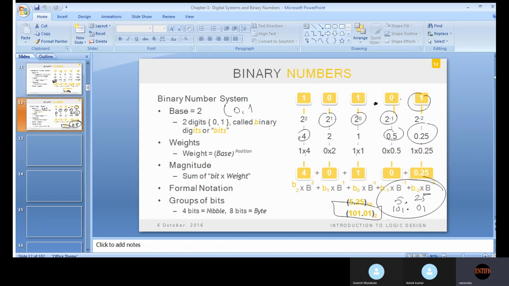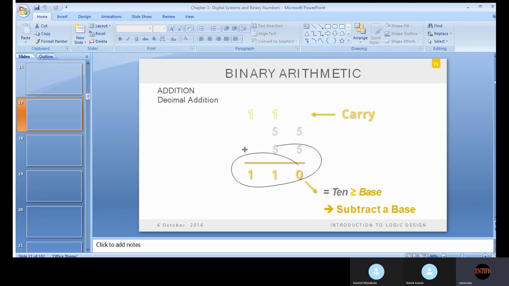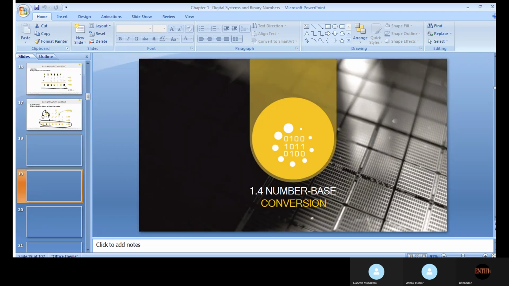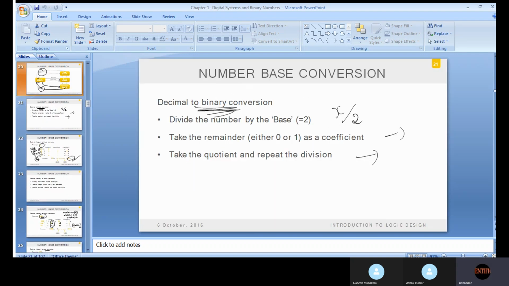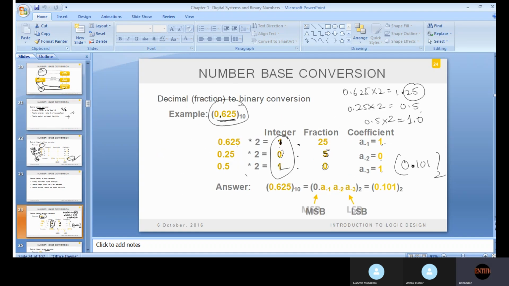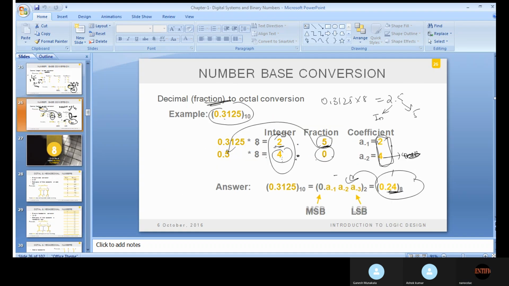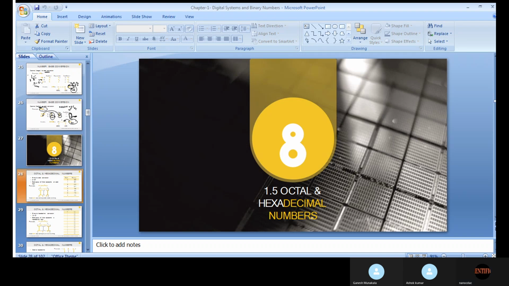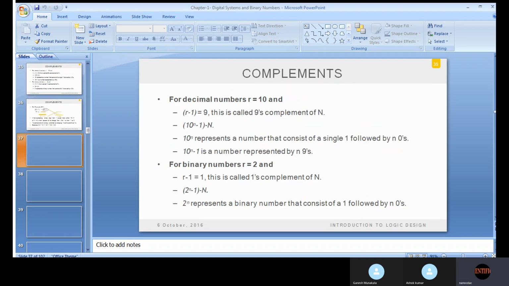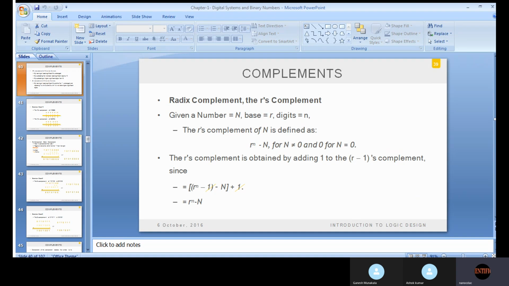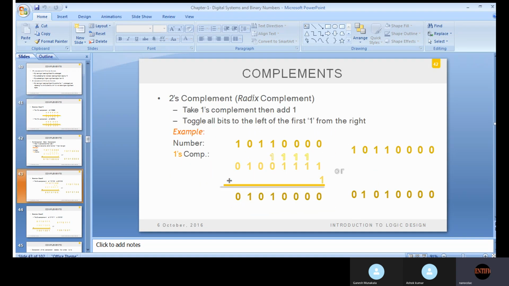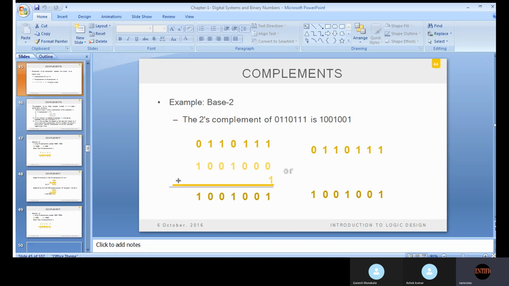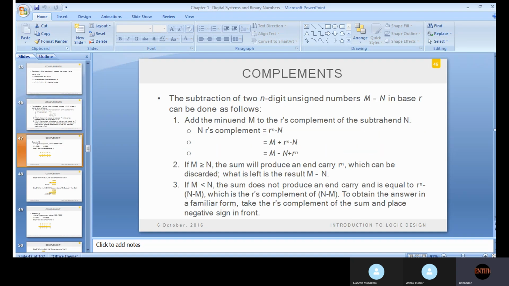Yeah, all these things we have discussed. Binary arithmetic. See, directly showing in the PPT and solving today, I think it will clear so many doubts. So that's why I made you solve the octal and hexadecimal also, we have completed. Complements here: base 10's complement, 2's complement, base 2 complement. These are the things we have discussed.